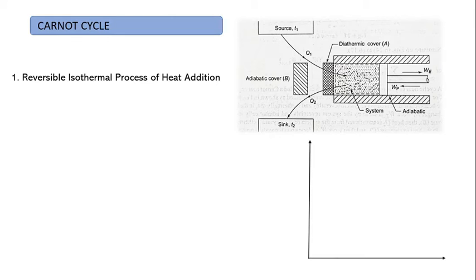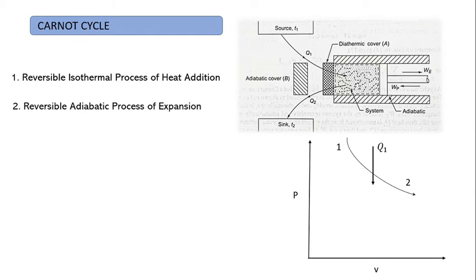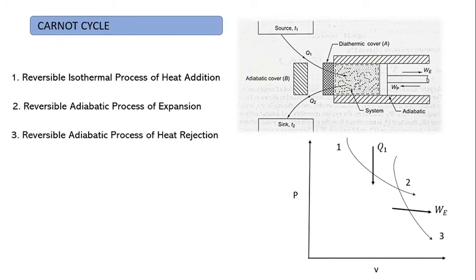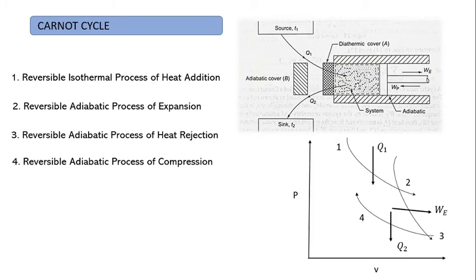So if we plot all the processes in a PV diagram, we will get the first process in which heat Q1 is added to the cycle reversibly, and the system is changing its state from state 1 to state 2. The second process is reversible adiabatic process of expansion, in which the system is changing its state from 2 to 3 and it is doing WE amount of work. The third process is reversible isothermal process of heat rejection, in which the system leaves Q2 quantity of heat and it changes its state from 3 to 4. And the last process is the reversible adiabatic process of compression, in which the surroundings is doing some work which is Wp to the system, and the system is changing its state from 4 to 1, and thus 1, 2, 3, 4 constitute a Carnot cycle.